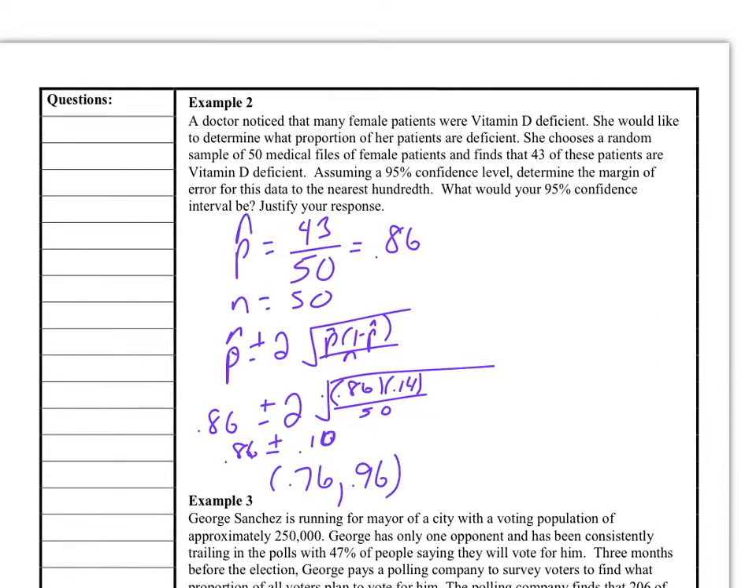All right, so justify your response is what you should be doing. Your justification is typically your work. So we have our 95% confidence interval. The answer to the question is determine the margin of error. The margin of error, again, is always the part you're multiplying, the 2 times the standard deviation, which is 0.10. So we'll label that and call it good.